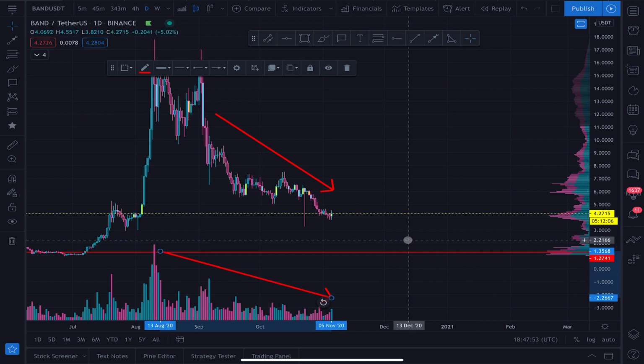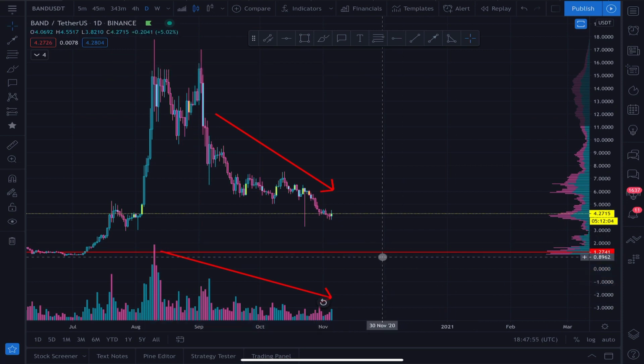The volume is decreasing. That means the interest is waning. People don't care anymore. You get less and less market participants, all at the same time the price is declining. So this is just telling you that people are leaving. Okay, people are leaving Band.